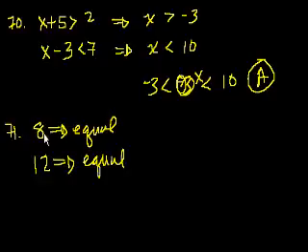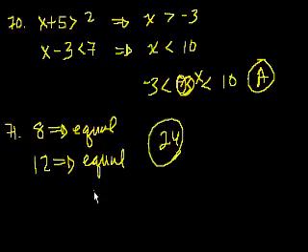So let's think of 8's multiples. 8 isn't divisible by 12. 16 isn't divisible by 12. But what about 24? Well, yeah, sure, 24 is divisible by 12. So the least common multiple is 24, which is B. And clearly you can divide a gym class into 3 groups of 8 or 2 groups of 12.